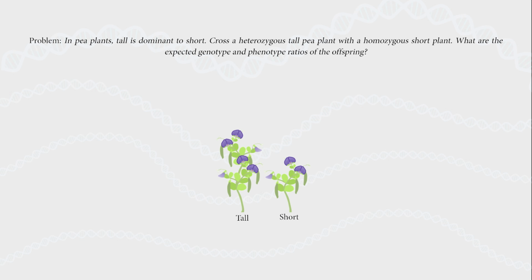In a typical genetics problem, you're asked to figure out the probability that offspring will have certain genotypes or phenotypes. Let's walk through a classic example. In pea plants, tall is dominant to short. Cross a heterozygous tall pea plant with a homozygous short plant. What are the expected genotype and phenotype ratios of the offspring? Let's solve it step by step together.